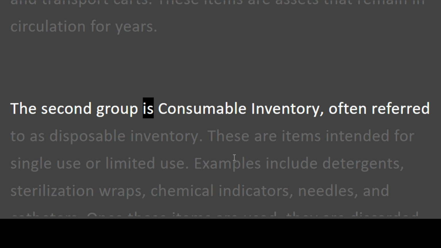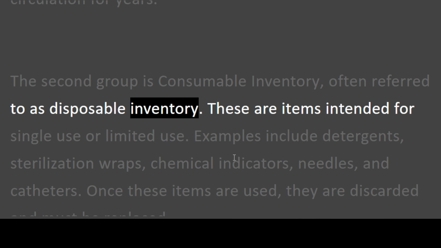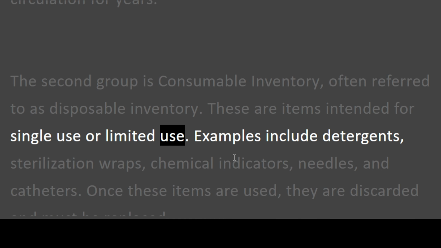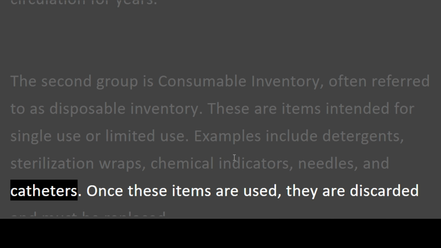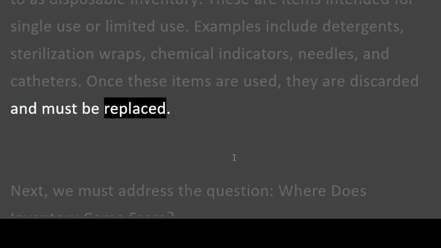The second group is consumable inventory, often referred to as disposable inventory. These are items intended for single use or limited use. Examples include detergents, sterilization wraps, chemical indicators, needles, and catheters. Once these items are used, they are discarded and must be replaced.